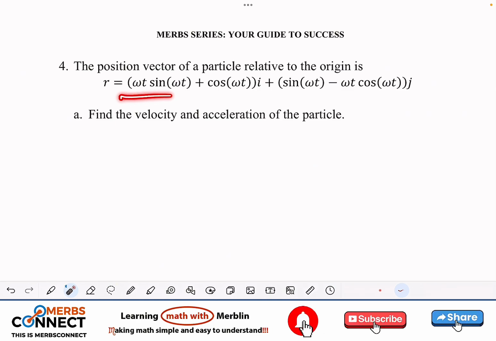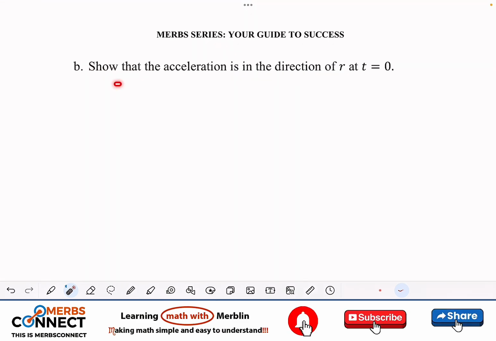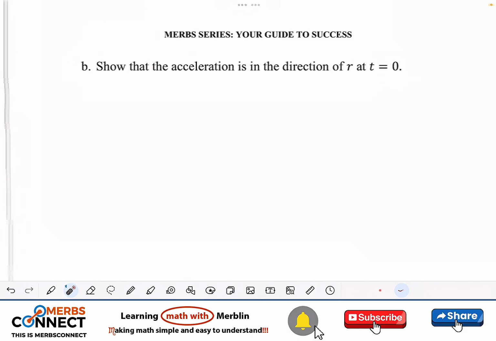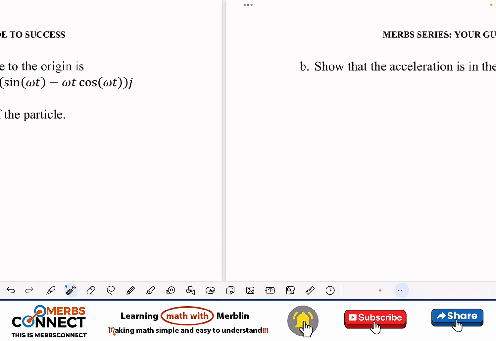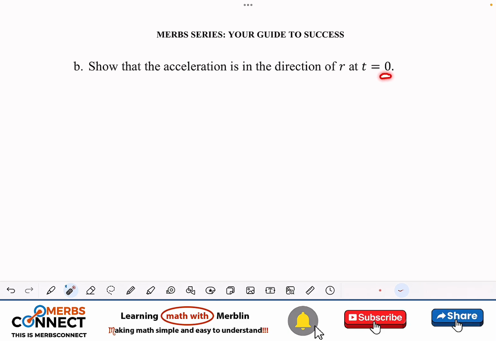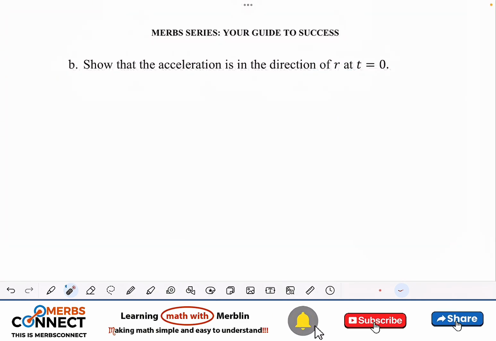So we have the parametric equation here. Find the velocity and then acceleration. And B, show that the acceleration is in the direction of r at t equal to 0. So basically, this is not asking you anything difficult. When you are done finding the acceleration from here, plug in t equal to 0. The answer should be positive so that it will be in the direction of this one. So basically, that's what you are going to do for question 4.